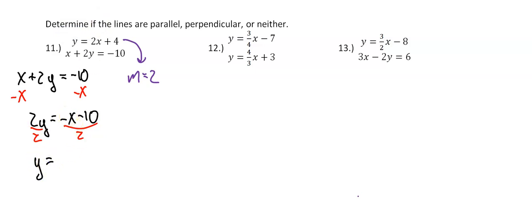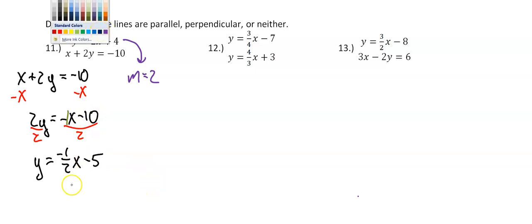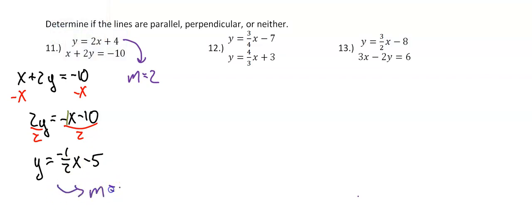Again, here's my distributive property. A lot of students have trouble with this one. There's a 1 right here. Think of it as a fraction. Negative 1 over 2, just negative 1/2. Negative 1/2 x. And then negative 10 divided by 2, negative 5. Okay? And so when I look at this guy, it gave me the slope. The slope is right here. So the slope of this one is a negative 1/2.